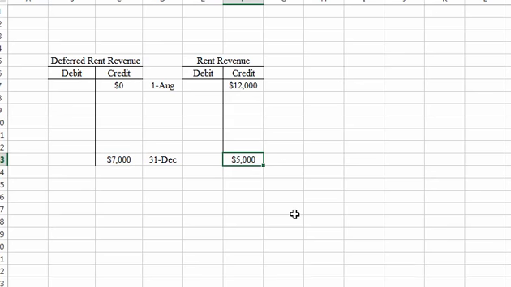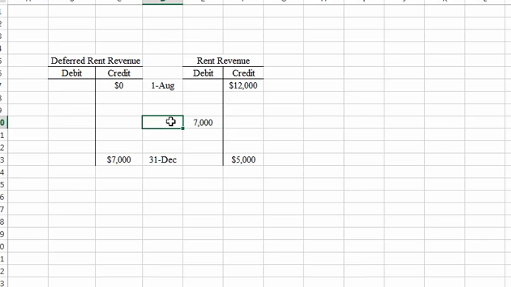So how do we do that? Well, in rent revenue, we've got a debit balance of $12,000, or excuse me, a credit balance of $12,000. We want to go to a credit balance of $5,000. So if we debit the account for $7,000, that's going to leave us with this $5,000 balance. So let's look at how it works out. Credit balance of $12,000, a debit adjusting entry of $7,000, so we'd subtract, leaving us with a credit balance of $5,000.